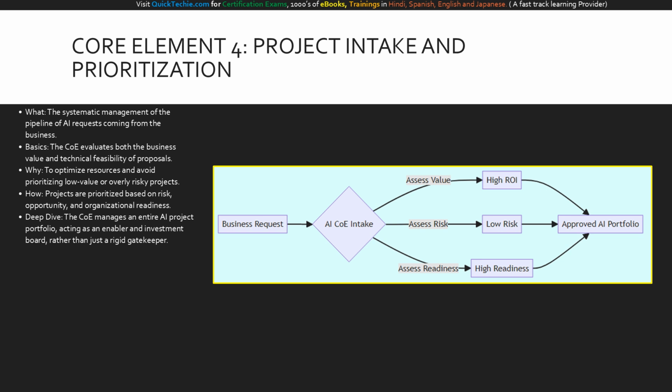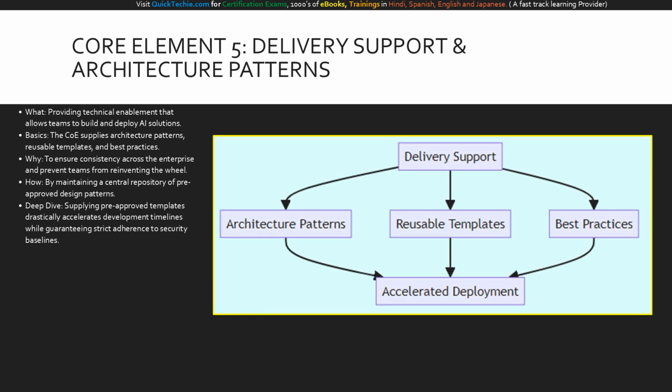Our fifth element is delivery support. What does delivery support entail? It provides the tangible technical enablement that allows development teams to actually build and deploy the AI solutions. The basics include the COE proactively providing standardized architecture patterns, reusable templates, and documented best practices. Why is this completely necessary? To ensure consistency across the enterprise. It prevents every team from reinventing the wheel when they want to deploy a new Copilot agent or a custom model. How do we provide this support?